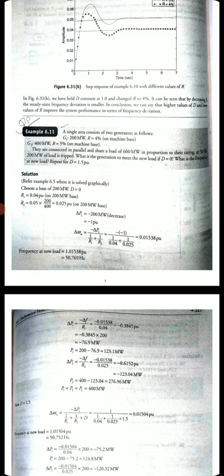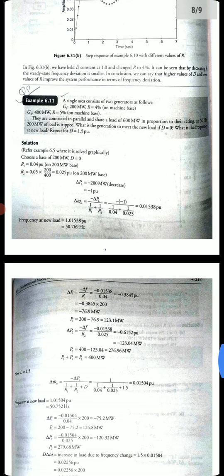Same thing with delta P2, minus delta F by R2, this is coming minus 6.152. This we can also get directly, because if minus 0.3845 is one side, then the other side is 1 minus that, the remaining thing is 0.6152, on that base only. But this is the actual way. So we will get minus 123.04 megawatt. So P2 can be known by 400 minus 123.04, we are getting 276.96 megawatt. Now P1 plus P2 is equal to PL, that is 400 megawatt.